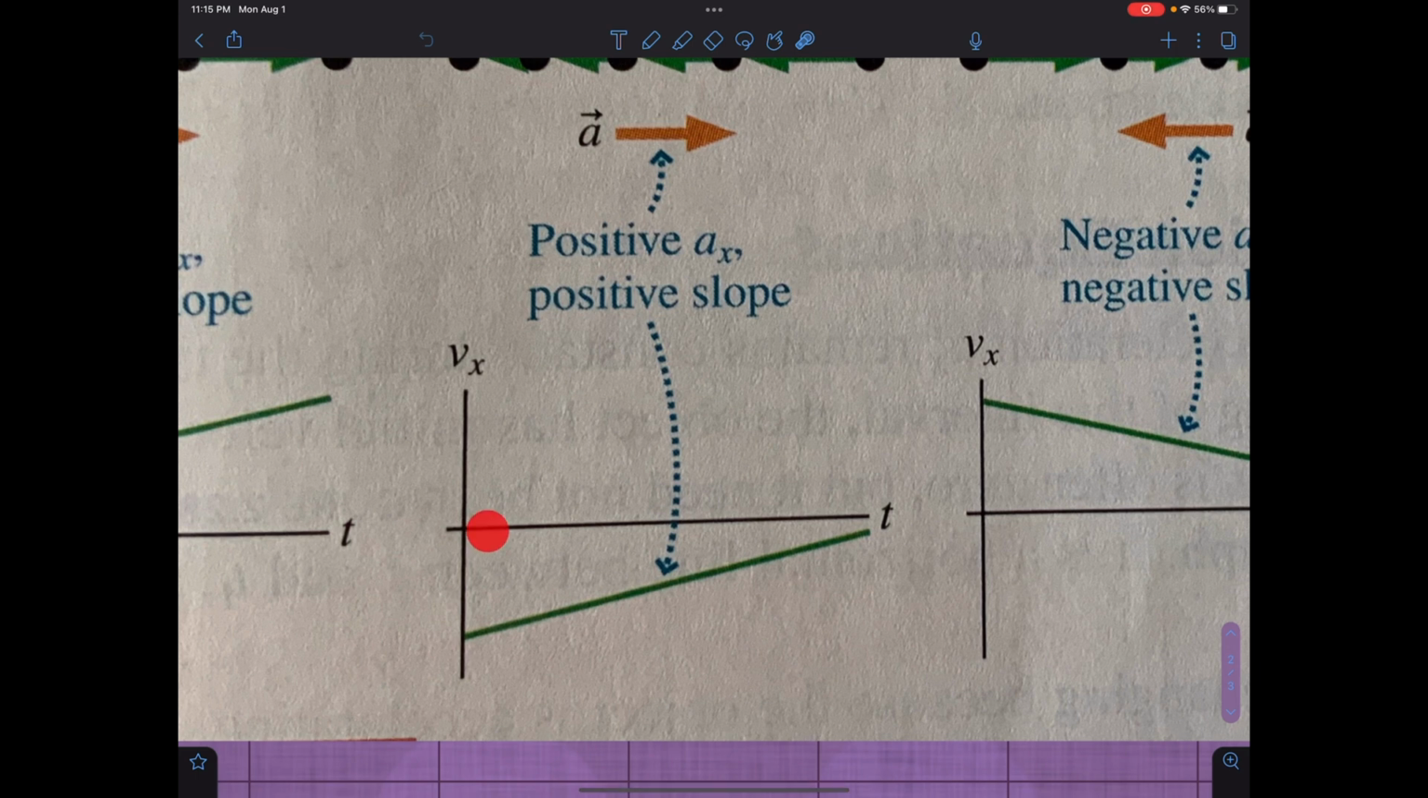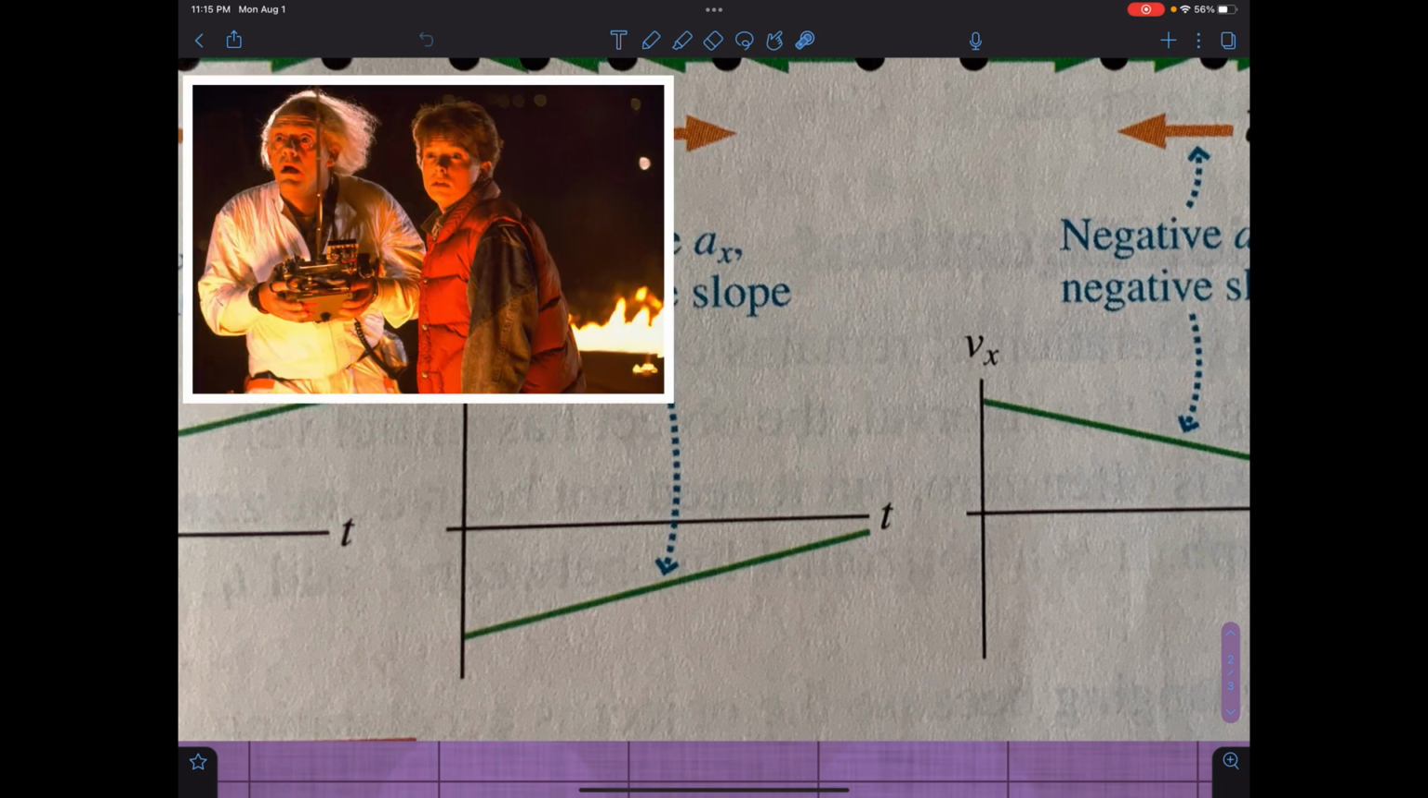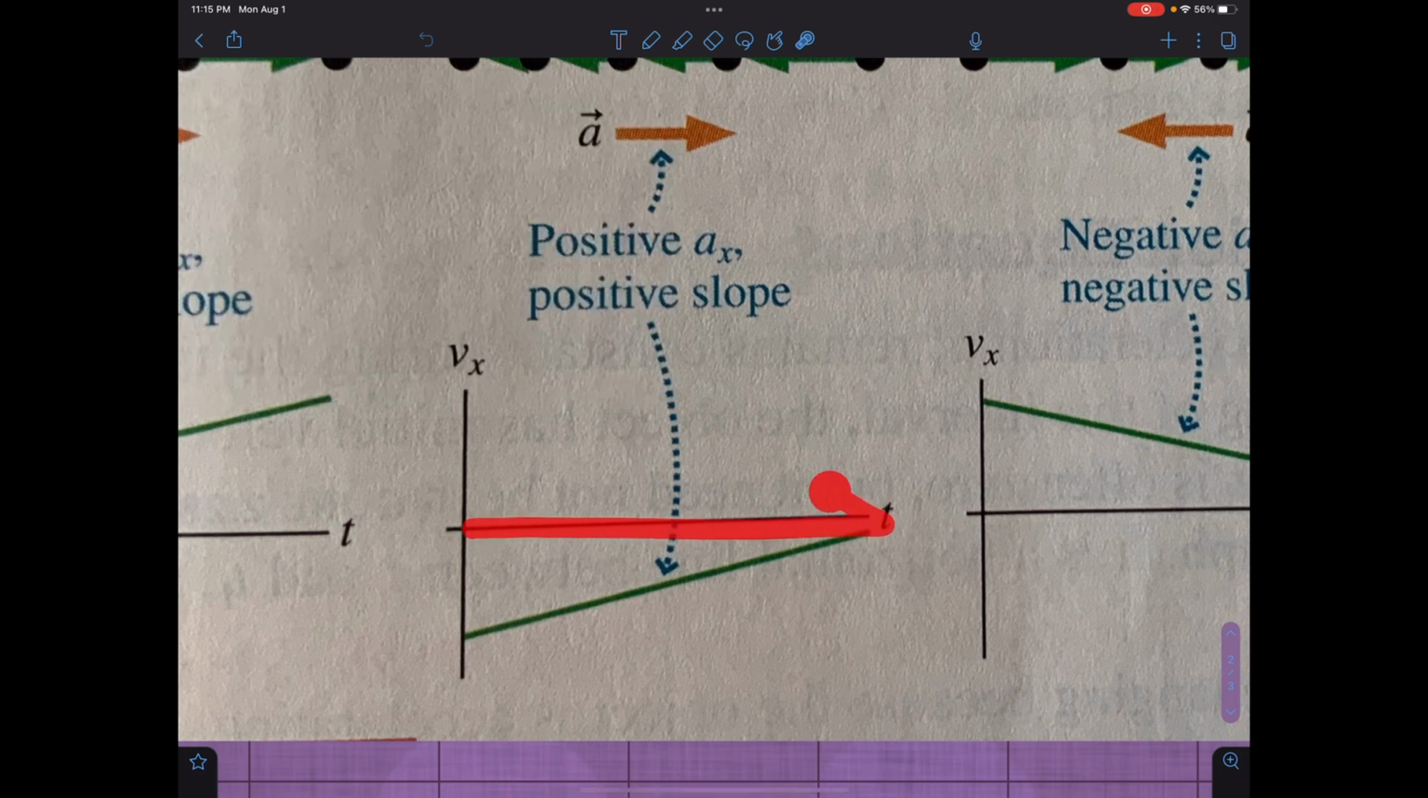Okay, on the x-axis, we have time. Now, time always moves in a forward direction, right? We cannot go backwards in time unless you're in that movie. But anyway, time always goes this way. So we're going to start here. And we start with a negative velocity because we're going to the left. So anytime it's going to the left or going down, the velocity vector is going to be negative. So that's why we start here below zero, because remember this line is zero.